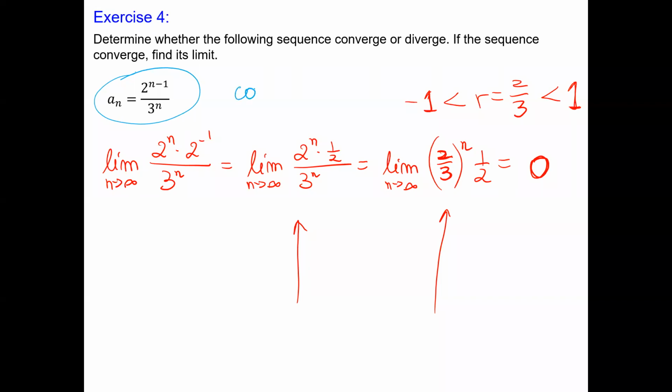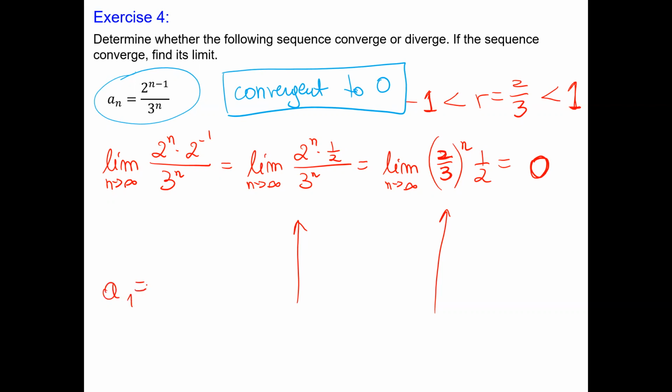Okay, the sequence converges to 0. It's approaching 0, all of the terms, of course. And maybe let's just find the first term, just in case. To find the first term, a sub 1, in this case we will substitute 1 instead of n. 2 to the power of 0 over 3 to the power of 1. 1/3 is the first term.